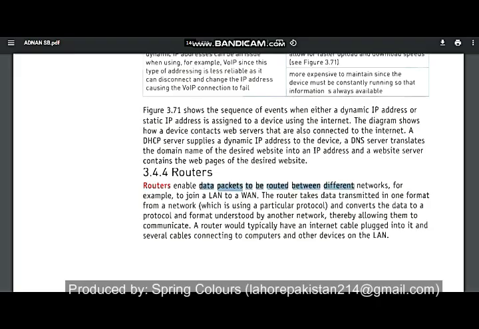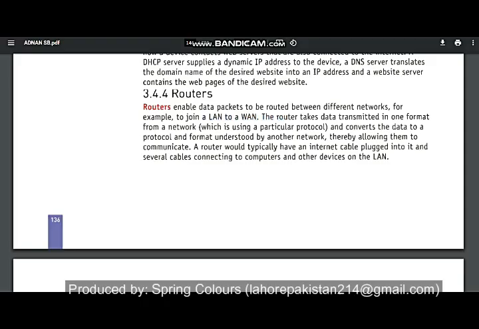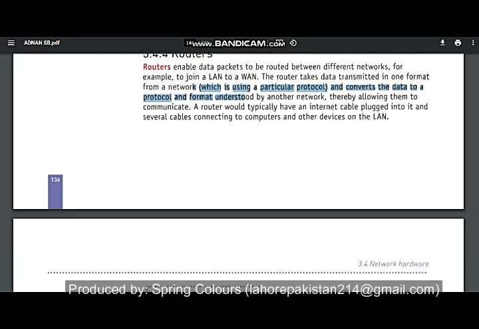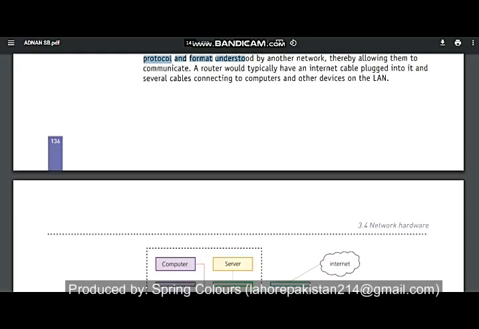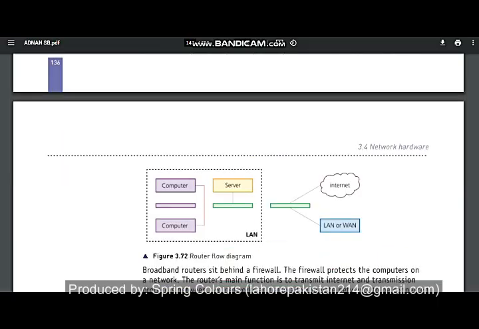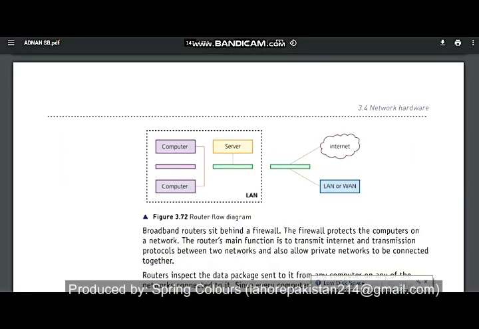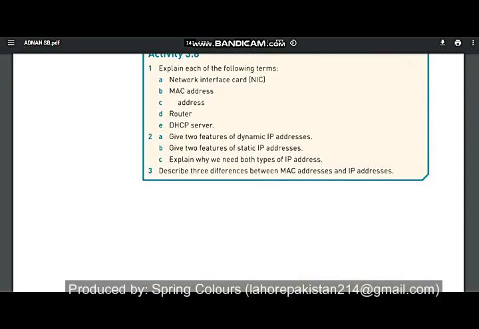For example, to join a LAN to a WAN, the router takes data transmitted in one format from a network and converts the data to a protocol and a format understood by another network, and it would typically have an internet cable plugged into it. These routers are used to connect two different networks together.